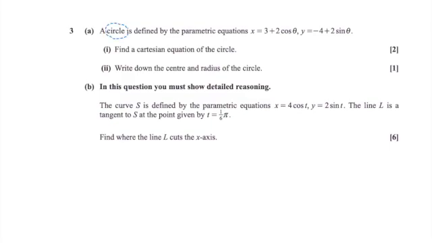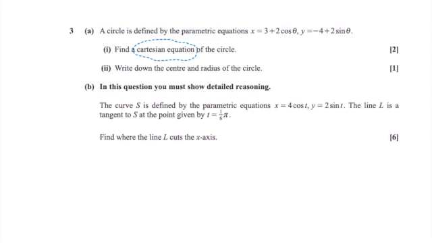But the first one is about a circle and is defined by parametric equations. That means the x and y coordinates are given in terms of a third variable, in this case theta. Now theta actually does have some geometric meaning, and that's why they've used the symbol theta there. But what we're asked to do is find a Cartesian equation of the circle.